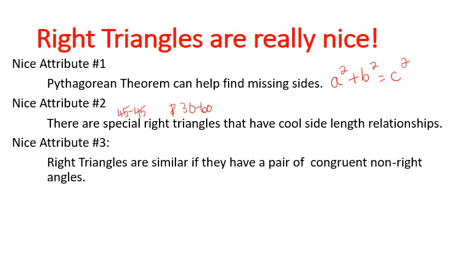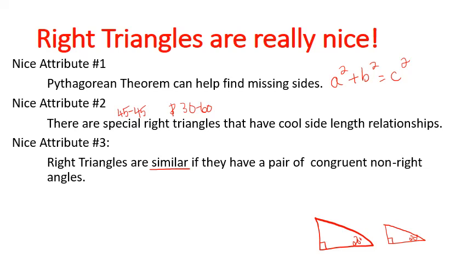The third nice attribute is that right triangles are similar if they have a pair of congruent non-right angles. So I'm going to draw that over here. If we have a right triangle like this, and let's say this angle is 20 degrees, and then we have another right triangle, same shape, just smaller, right? That's what similarity means. It's just a smaller version or a bigger version of the original.